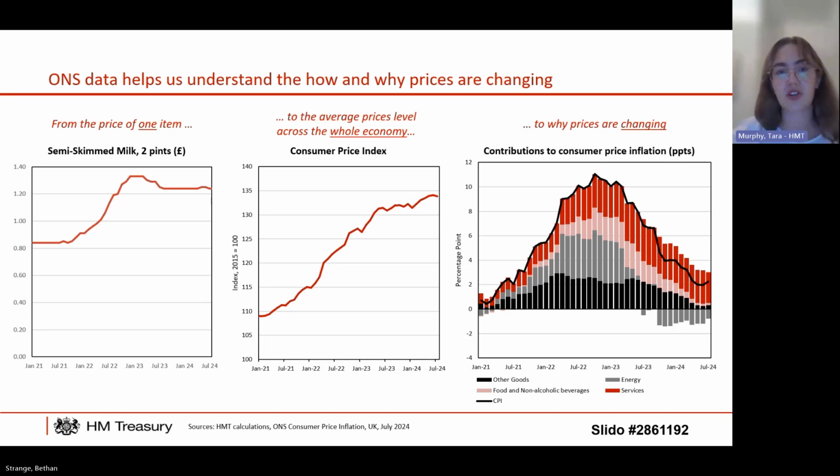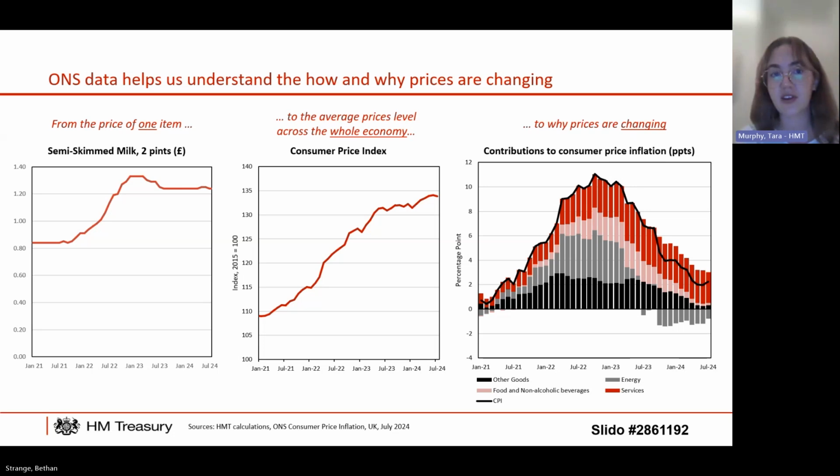And the chart in the middle shows the CPI. And it shows that most items experienced a similar pattern of price rises to milk in the last few years. And that rapid increase in prices across the economy was mainly driven by Russia's invasion of Ukraine and supply chain disruptions after COVID. The final chart on the right shows the inflation rate for the consumer prices index, and that tells us how quickly prices were increasing. At the Treasury, we use ONS data to analyse what is driving that change.